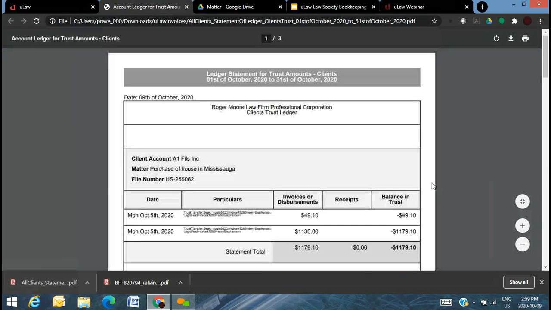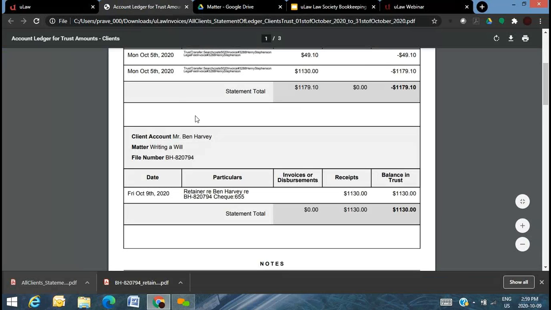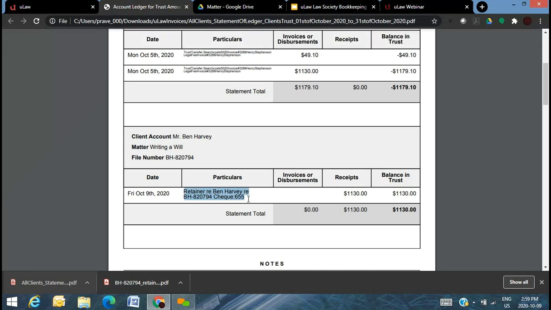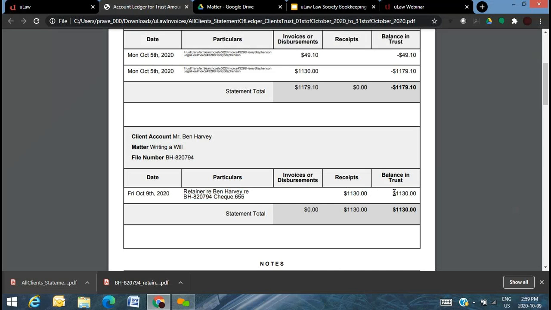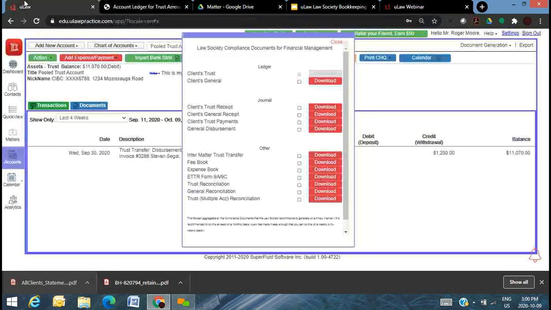When you do your trust ledger, which is one of the documents we spoke about, for Ben Harvey, we captured the date, the file number, very important, the matter, the particulars. So you've got the retainer, what was the reason for that particular transaction to occur, and it was received. So it's a receipt of $1,130, and no other transactions have occurred to reduce that amount, and hence on the 9th of October, that's the balance.